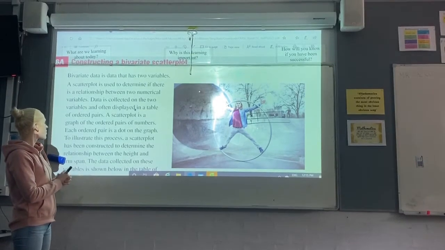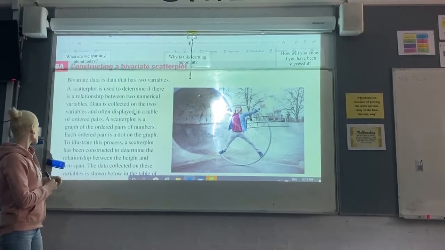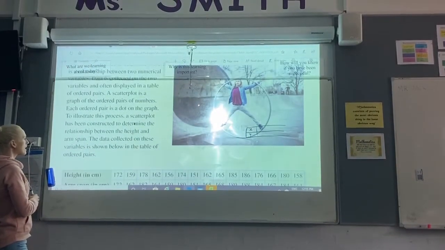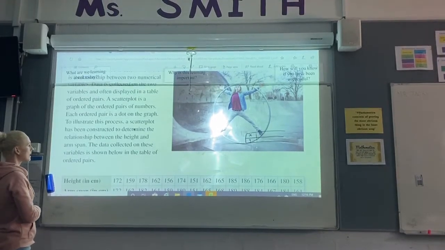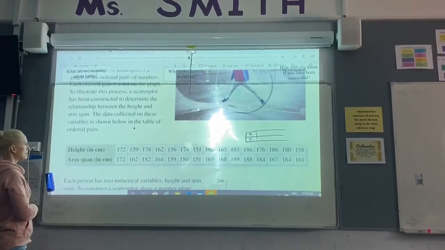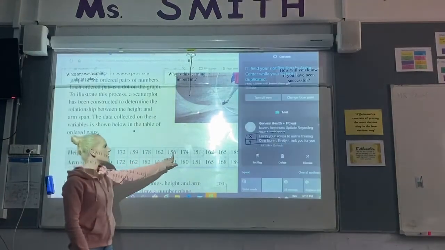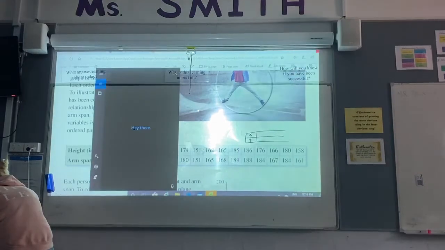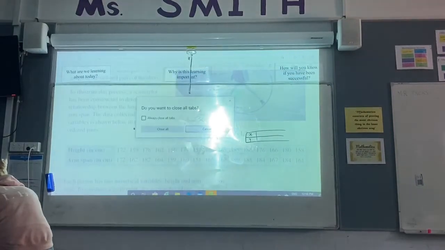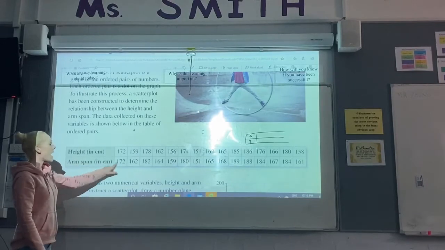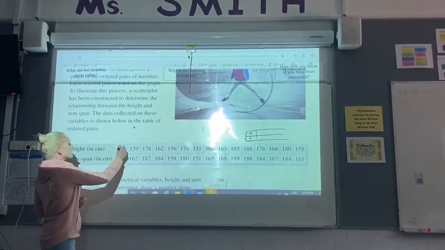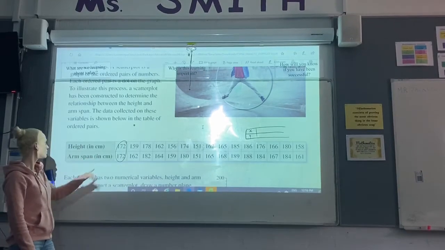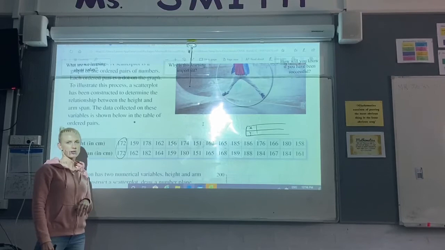So to illustrate this process, a scatter plot has been constructed to determine the relationship between the height and arm span. The data collected on these variables is shown below in the table of ordered pairs. So here we've got height in centimetres at the top, and arm span in centimetres along the bottom. So each of these represents one person. Okay, so one person is 172 centimetres tall and they have an arm span of 172 centimetres.